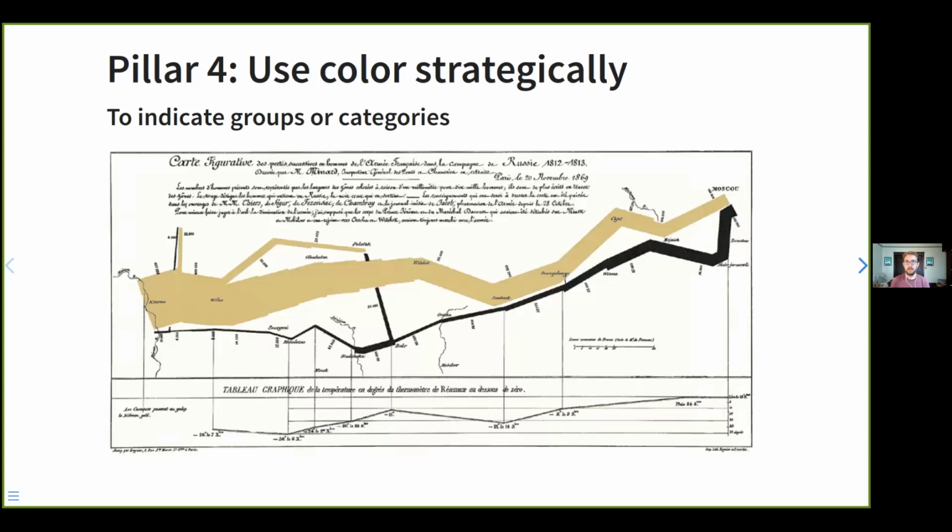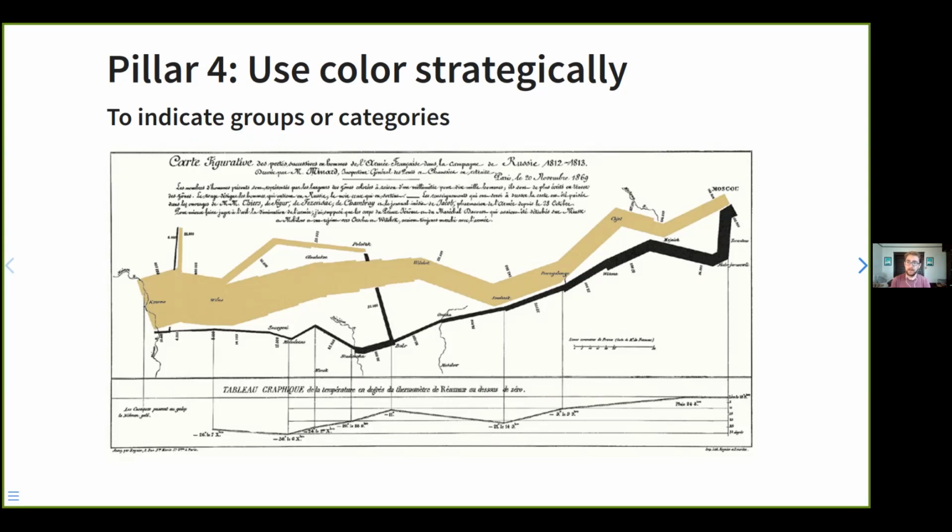Pillar number 4 is use color strategically. In this case, I'm showing you one of the most famous data visualizations of the modern age, probably one of the oldest, if not the oldest. This was created by a man named Minard, who was studying Napoleon's march towards Moscow in Russia in the 1800s. Don't worry about reading any of this text. A lot of it is in French, so you'd have to be able to speak French.